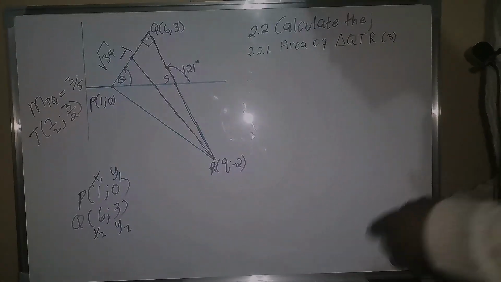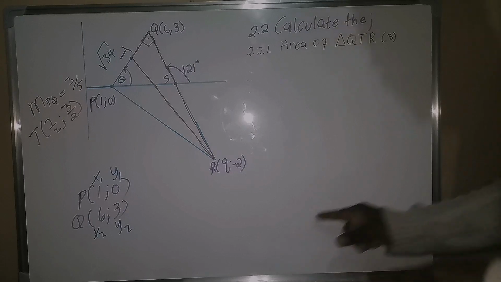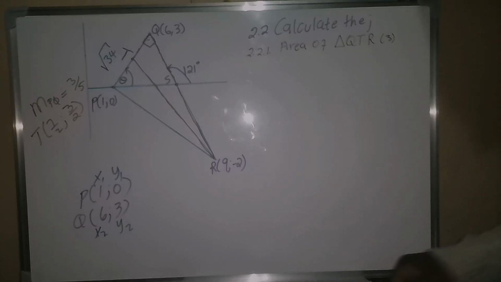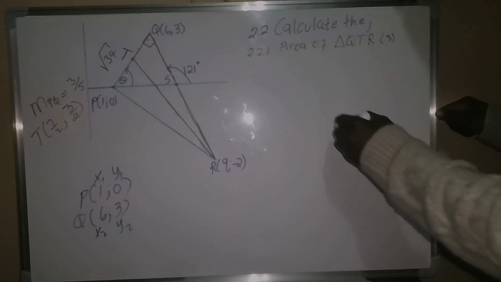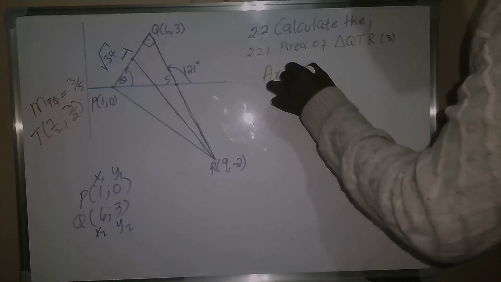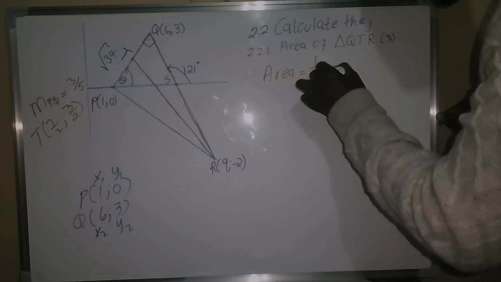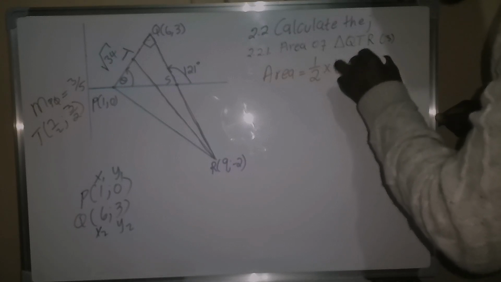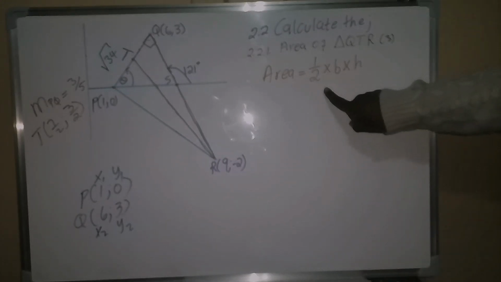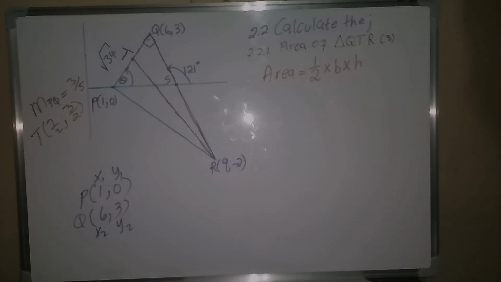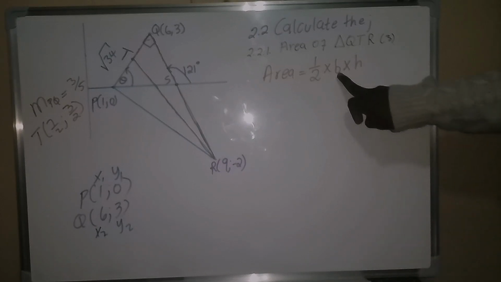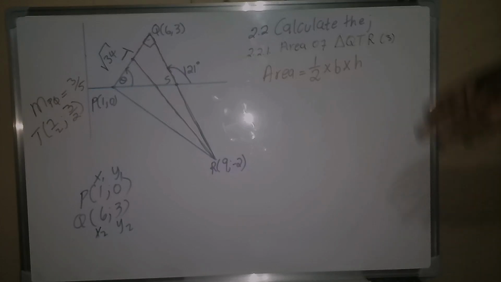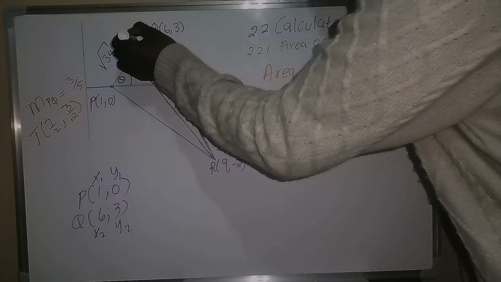Now, how about the area of a triangle? You need to know the formula for the area of a triangle. Area is equal to half times base times height. This is the formula we use for the area of a triangle with a 90 degree angle. So we need to know our base and our height. Our base is the adjacent side. This means this side QT is our base.